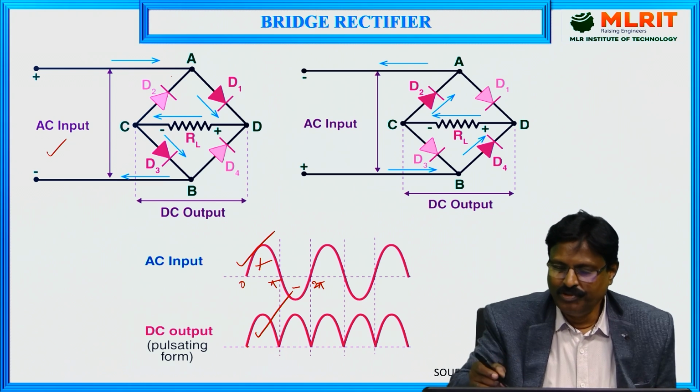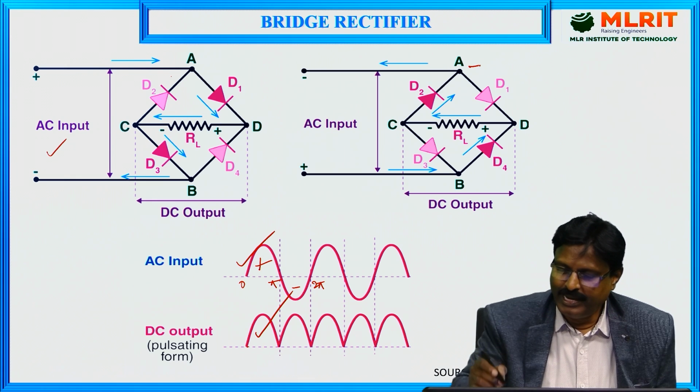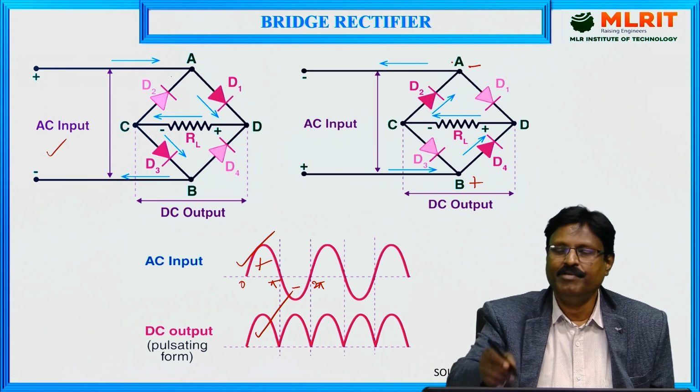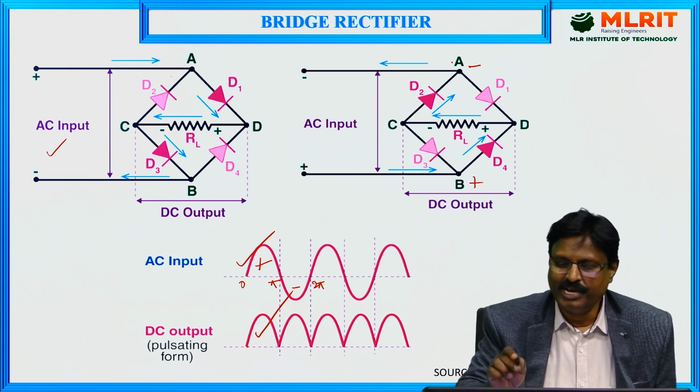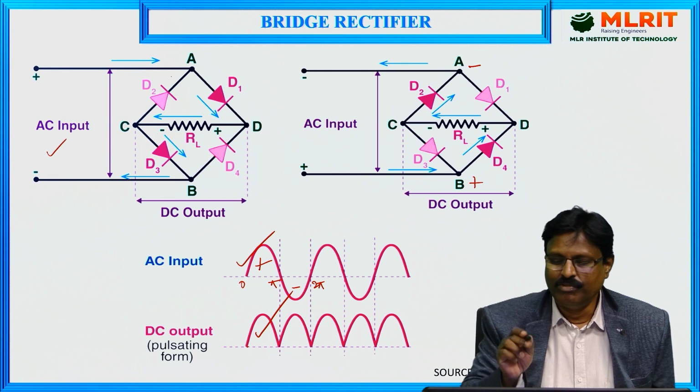So during the negative half cycle, what happens here? A is negative and B is positive. That means B is at higher potential when compared with A. Now let us check the status of 4 diodes. What happens to diode D1? What happens to diode D2, D3, D4?